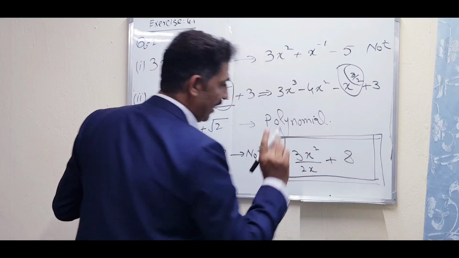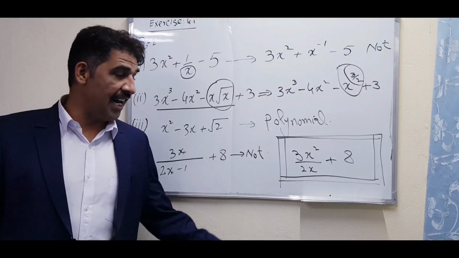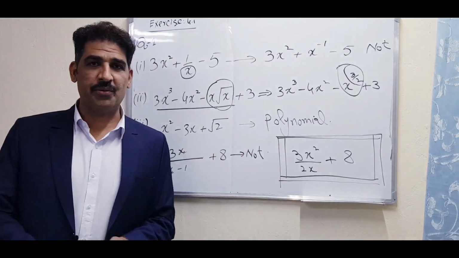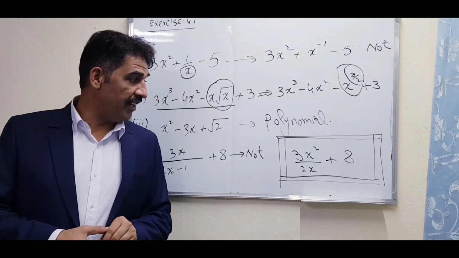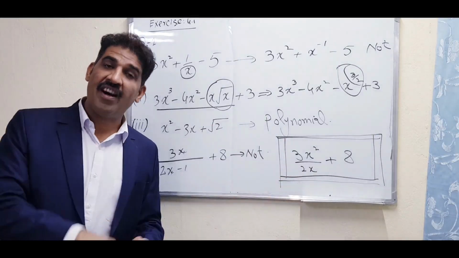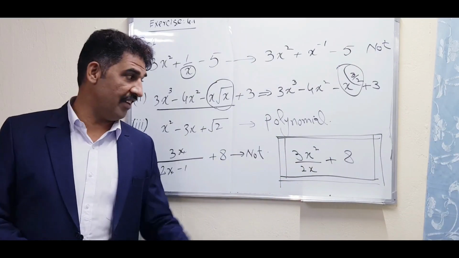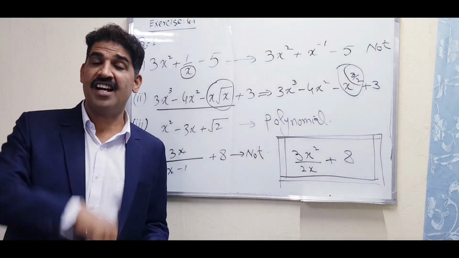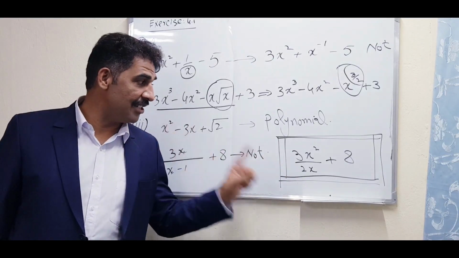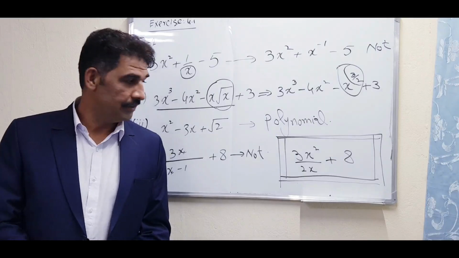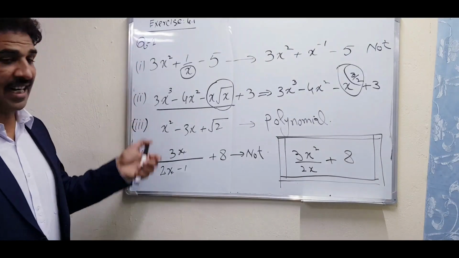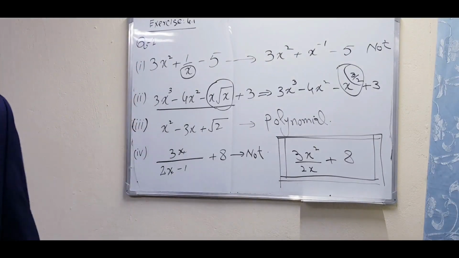And after that I will explain, if you are not able to find its answer. If it is a polynomial, then why is it a polynomial? If it is not a polynomial, then why is it not a polynomial? I also want a reason. Okay? Good. Now we have to come to the next question of this exercise.